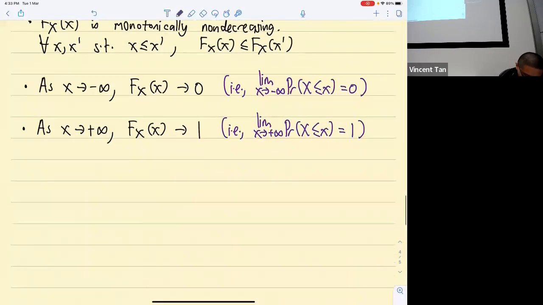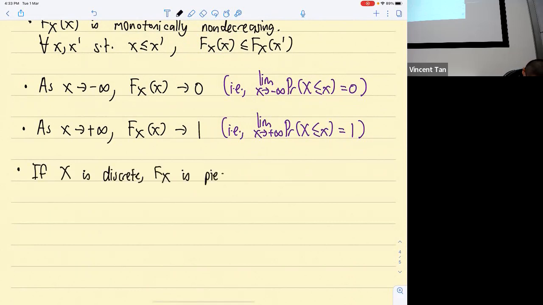Right. So these are some corner cases that we need to worry about. All right. So here are some qualitative comments. If X is a discrete random variable, then F of x is piecewise constant.